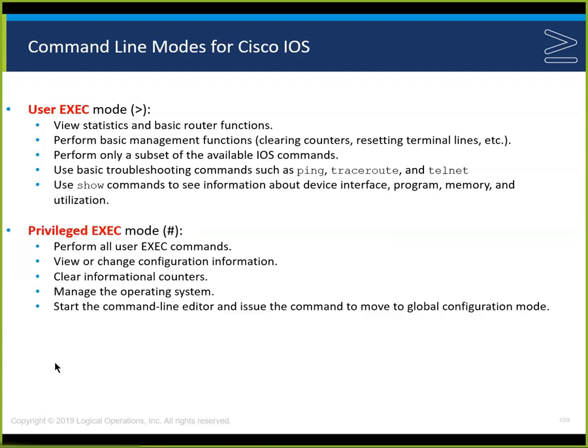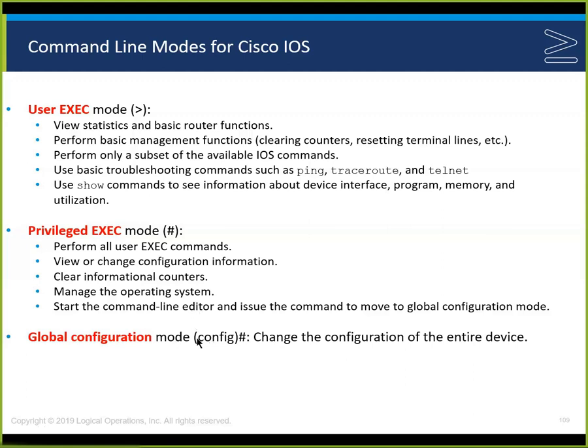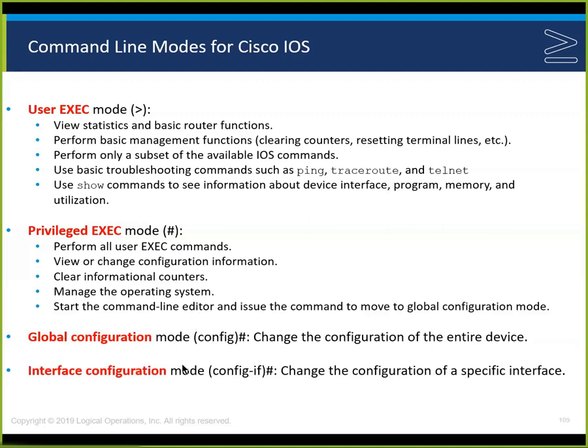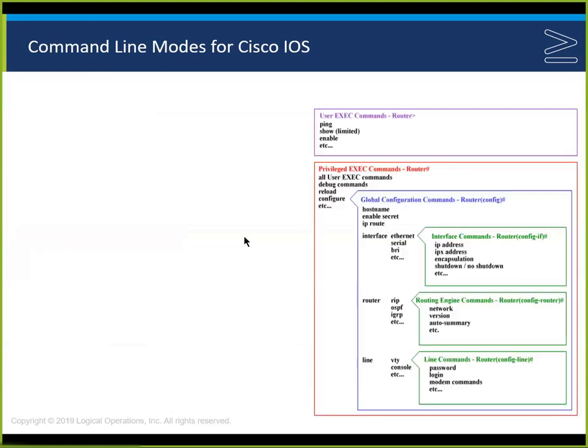The privilege exec mode, and this is where you're really going to be able to see things. Perform the executive functions here. View and change configuration information, clear counters, manage the operating system, start the command line editor, and issue the command to move to global configuration mode. And that's where we're going to be able to make changes to things, and then interface configuration mode. These are the ones that I want to look at here in a minute after we look at some of these things.